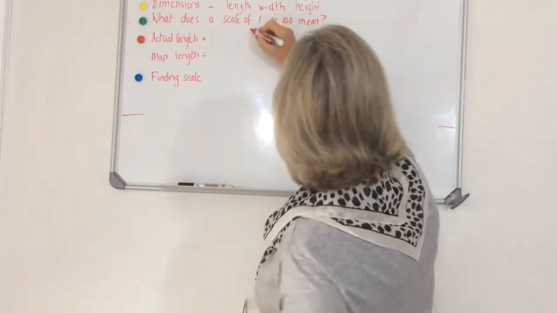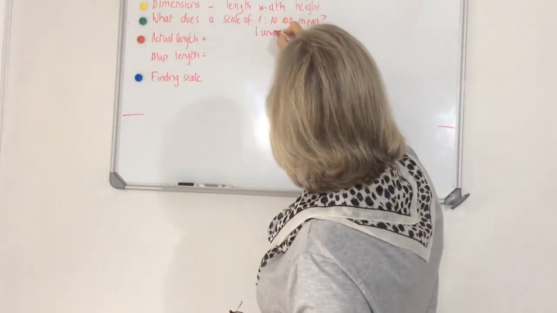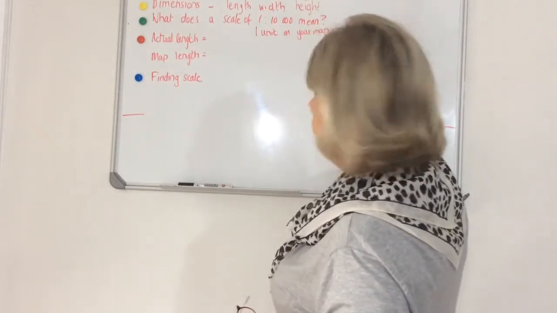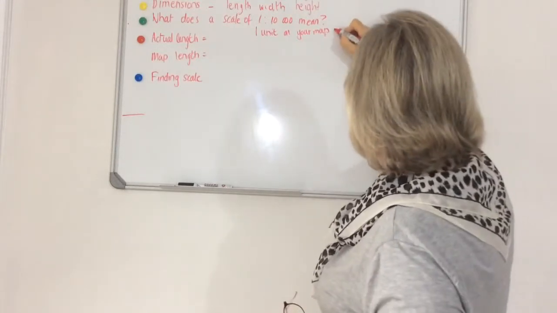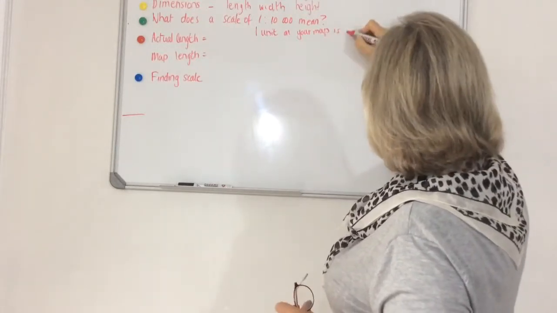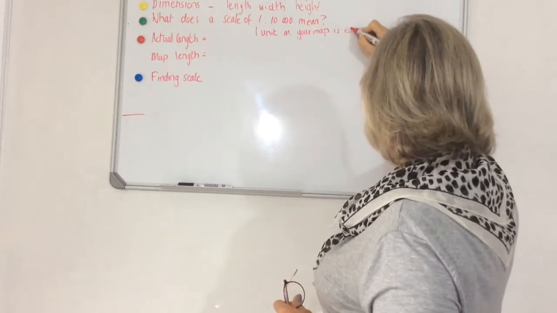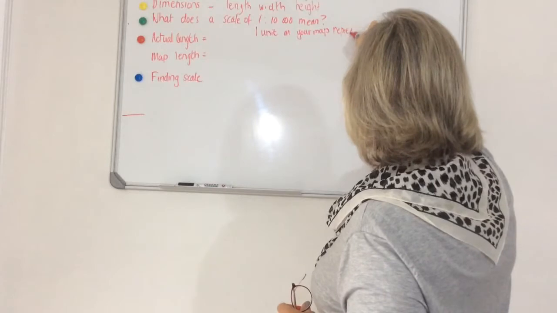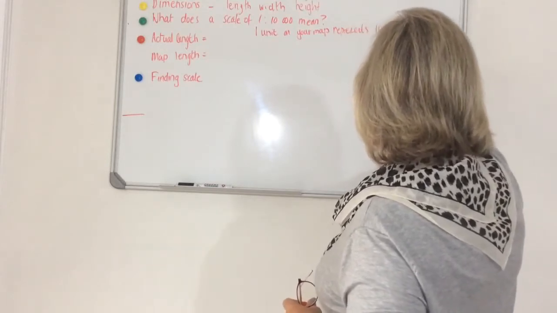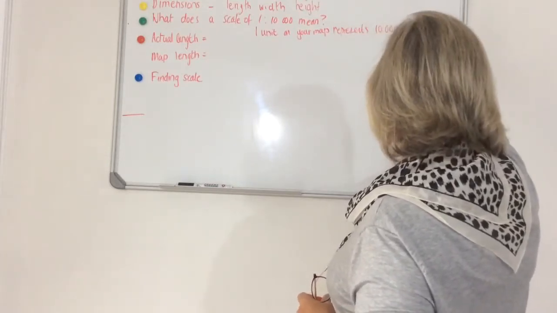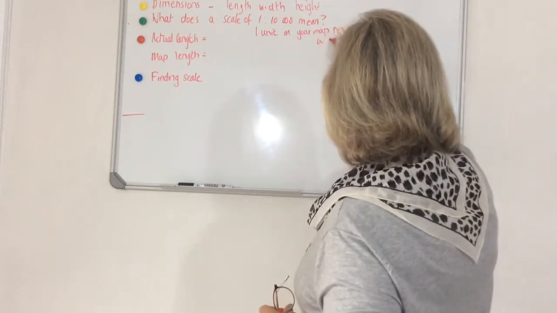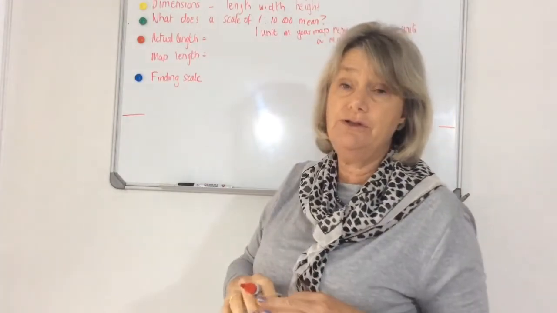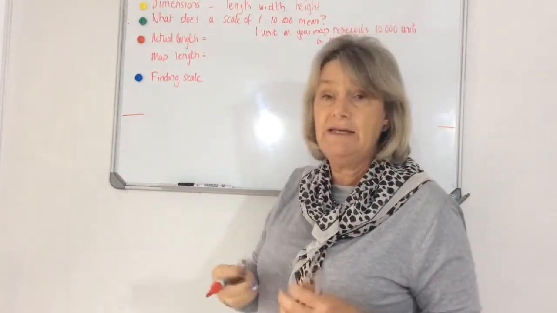So the definition would be: 1 unit on your map, or it could be a plan, represents, would be a better word, represents 10,000 same units in real life. So please make sure you're able to explain the meaning of a scale.